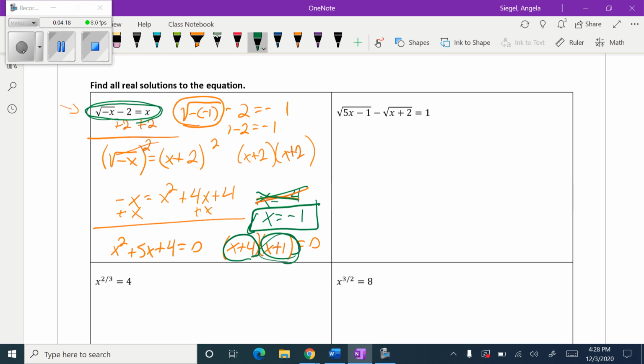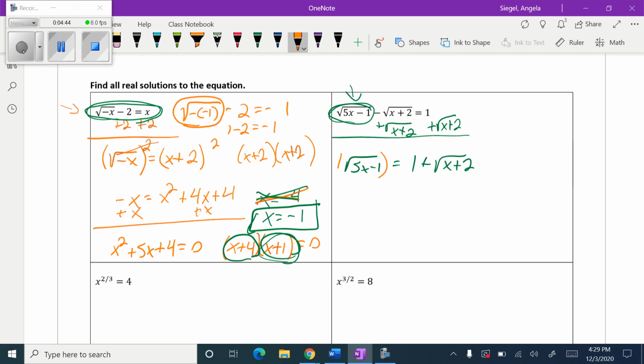Okay, so this one is kind of a yucky one. So what I'm going to do is take one of these square roots and move it over to the other side. So I'll just take x plus 2, so I get this. The thing is, I'm trying to get rid of the square root. So I'm going to isolate this square root so I can square it and get rid of it.